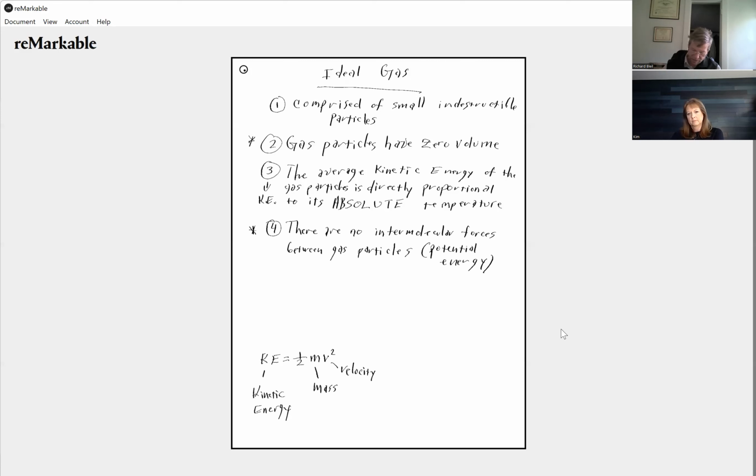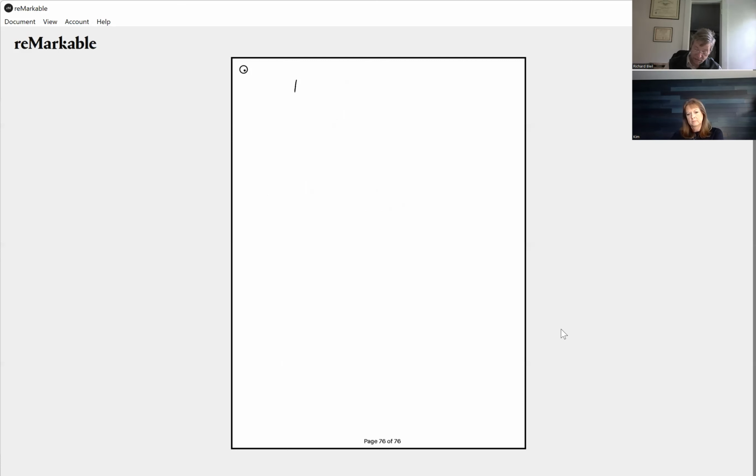Take these components and do a little bit of statistical thermodynamical magic to them, and you come up with the ideal gas law.